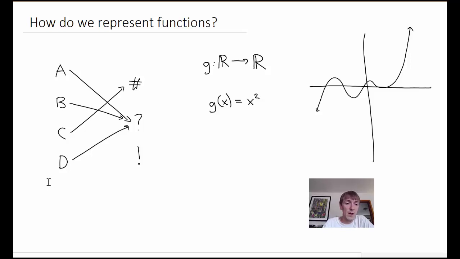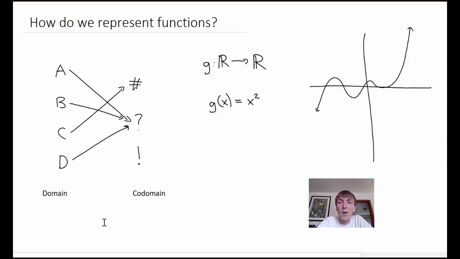In this diagram, the four letters on the left, A, B, C, D, are what is in the domain bucket for this function. So what is the domain? It's the set containing the letters A, B, C, and D. What's the codomain? The codomain is these three symbols: hashtag, or I guess pound sign because I'm kind of old, question mark, and exclamation mark. Those three symbols over on the right make up the codomain.